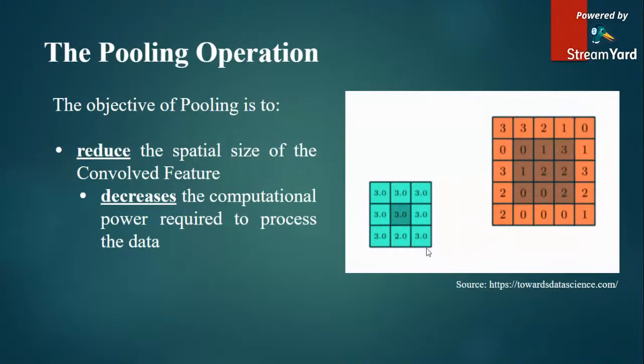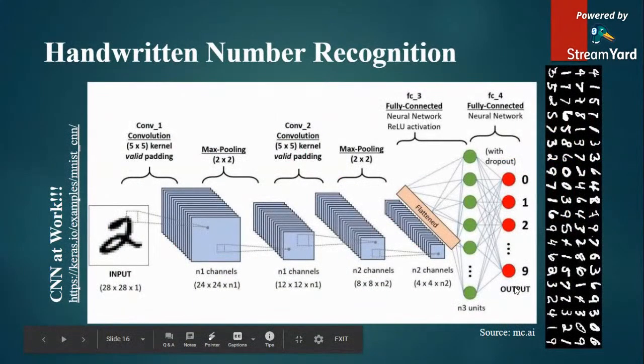These two, the convolution operation and the pooling operation, are essentially the fundamental blocks when it comes to convolutional neural networks. Having understood these fundamental blocks, I think we are now in a position to discuss a real world example where a convolutional neural network was used for a real world application.